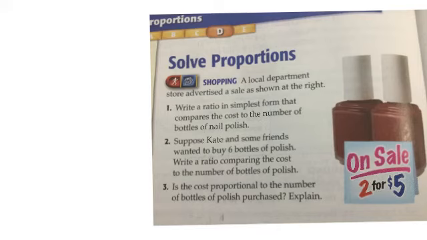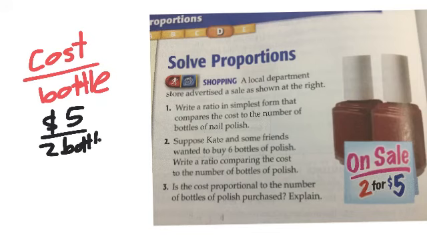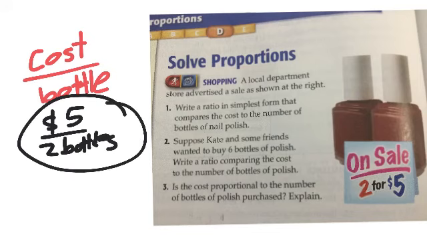So again, if I'm comparing the cost to the number of bottles, I put the cost in the numerator, I put the number of bottles in the denominator. So for this problem, the cost was $5, and the number of bottles was 2 bottles. So this would be a ratio comparing those two prices.